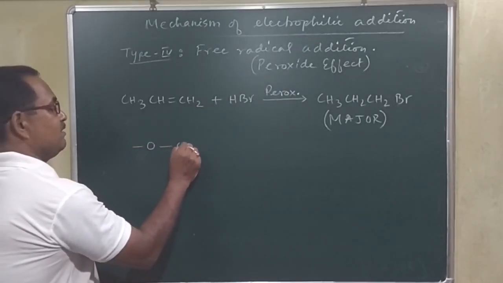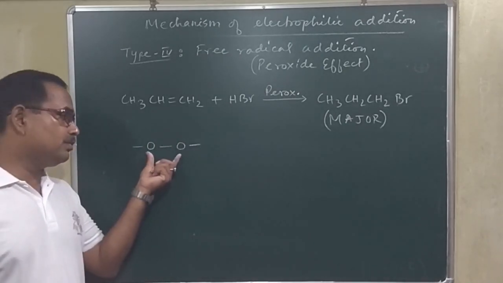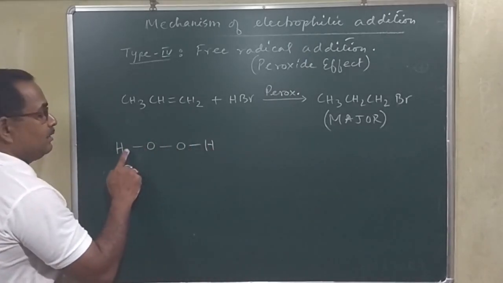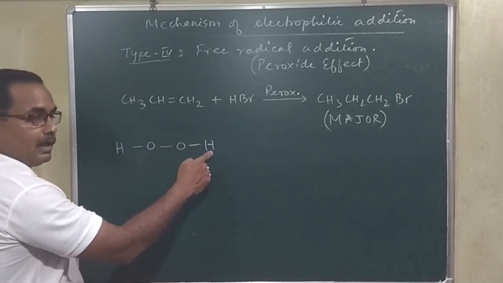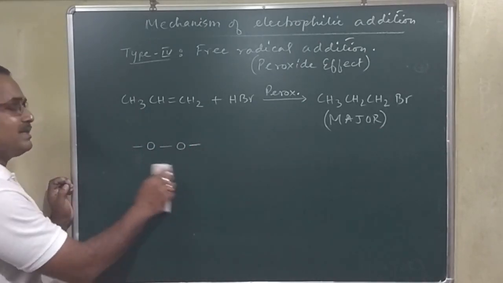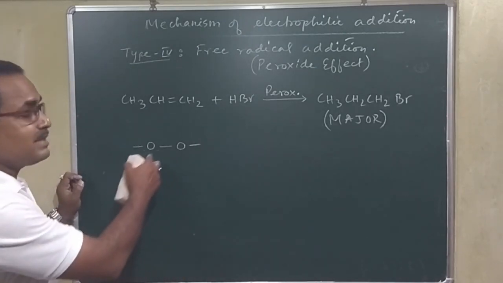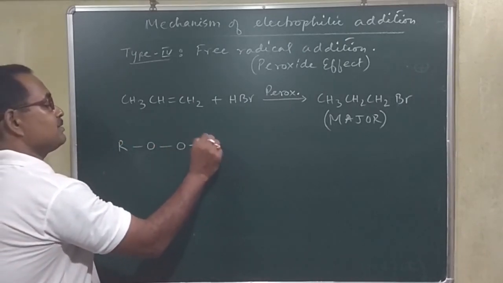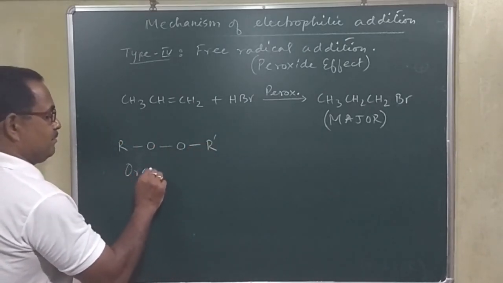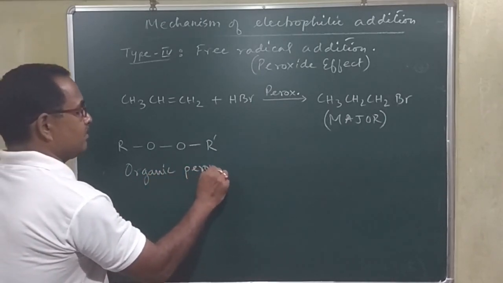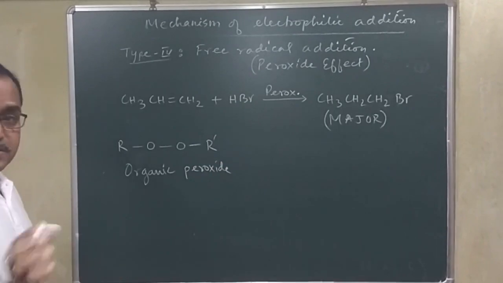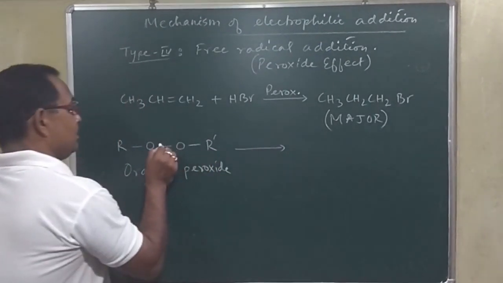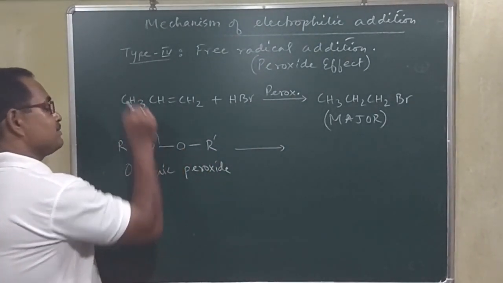In peroxide there must be a linkage of this type: O single bond O. Consider hydrogen peroxide, H2O2, HOOH. If you replace these hydrogens by some alkyl groups, say R dash, then this is an organic peroxide. Peroxide linkages are very weak bonds. Therefore, they are prone to homolytic cleavage.